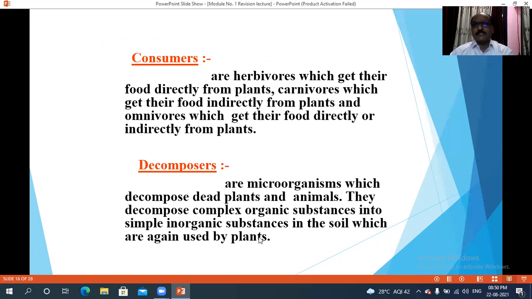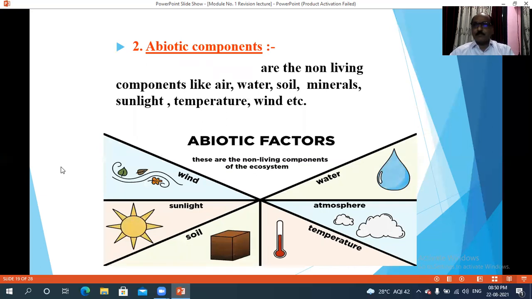Then decomposers. These are the micro living organisms which decompose the dead plants and animals, and they decompose complex organic substances into simple inorganic substances in the soil, which are again used by the plants for their growth. So in that way, decomposers play an important role in the environment.